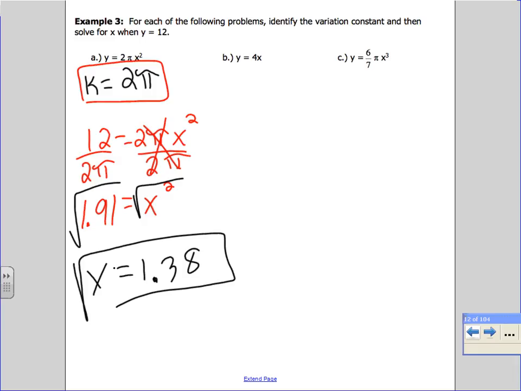Okay, I want you guys to try B and C on example 3. Luke B, what do you need? No, just this page. Okay, try B and C. When you're done, put your pencil down so I know that you're done. Find K and then solve for X. B is pretty easy. C is a little bit confusing.